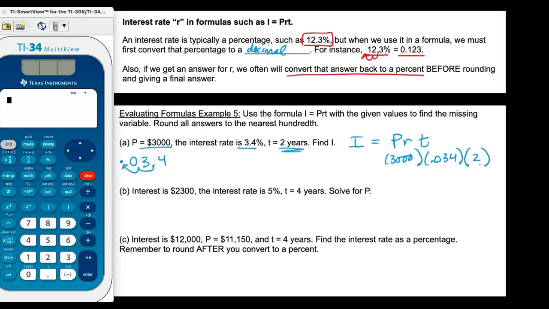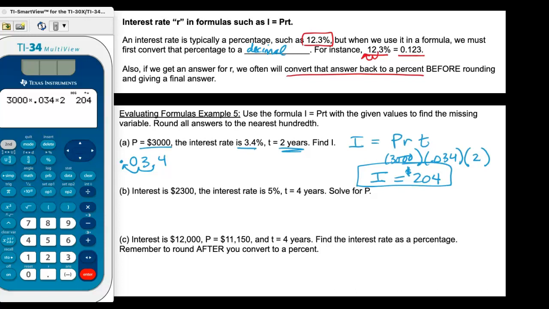And so then all I have to do is plug this in my calculator. So 3,000 times 0.034 times 2, and that gives me 204. Okay, and since I'm solving for interest, that's dollar amounts. So that would be the interest earned if you invested $3,000 at 3.4% for 2 years.